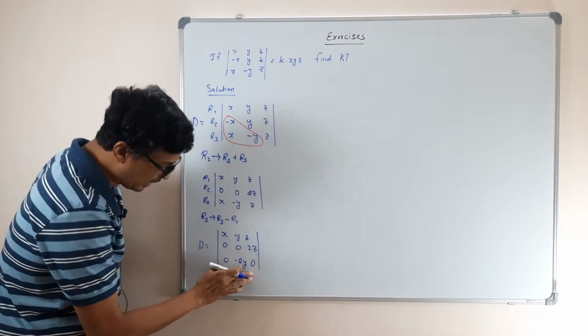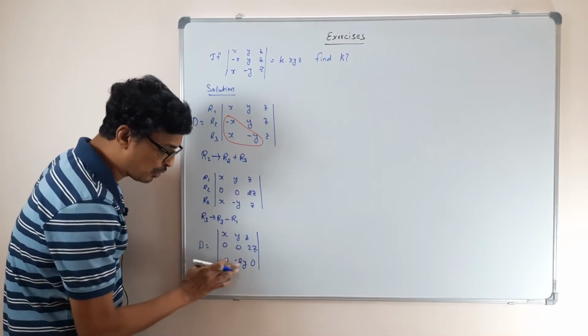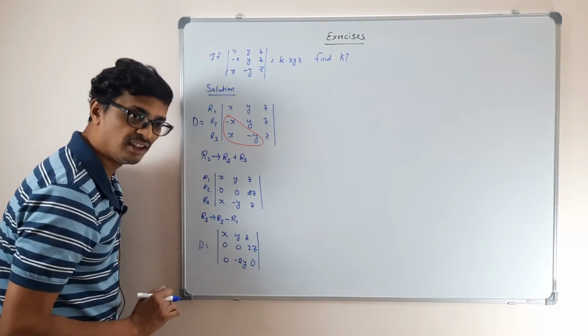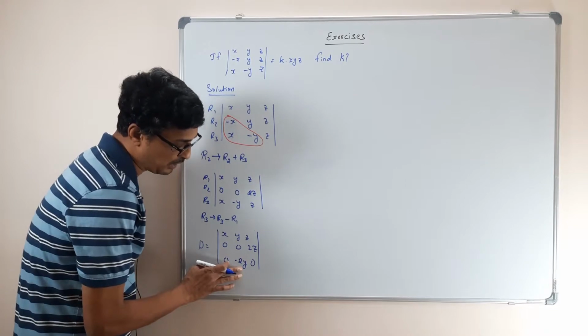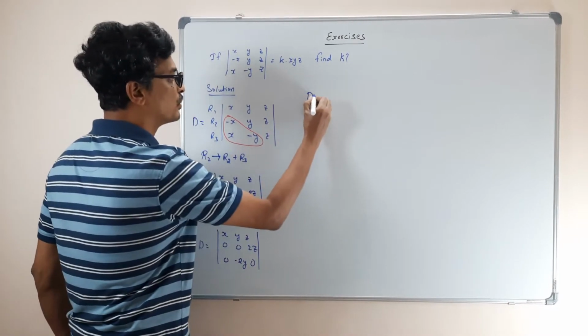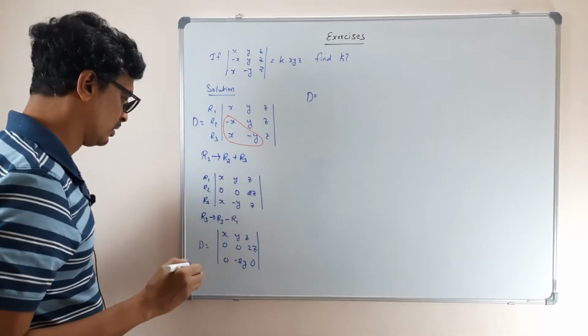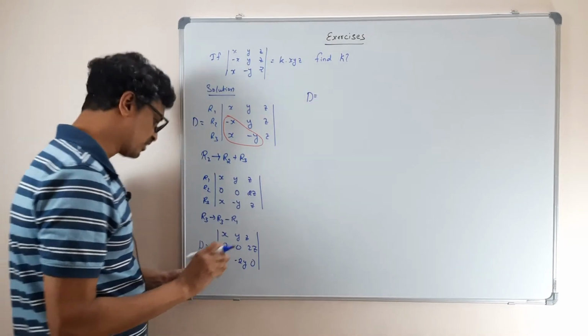So now in this row, I can take 2 commonly outside, correct? Because all are 0. I can assume it as 2 into 0, 2 into minus Y, 2 into 0. I can take 2 commonly outside. Or you can also swap the place of the 2 columns, column 3 and column 2. Yes, that's also a very good idea.